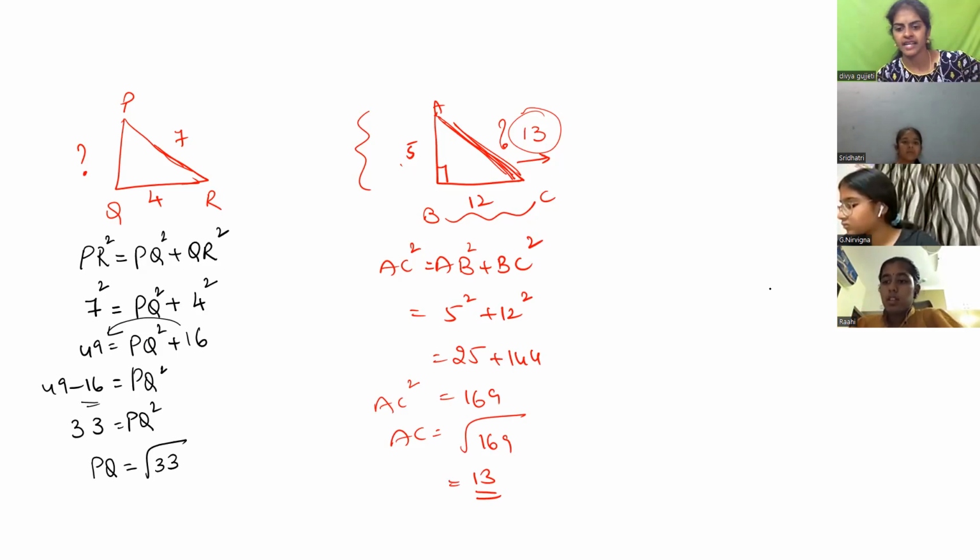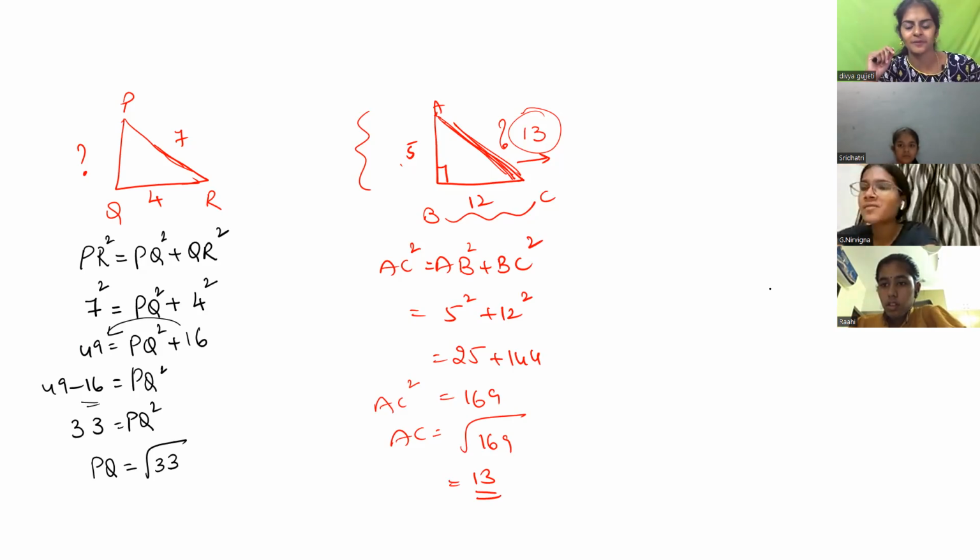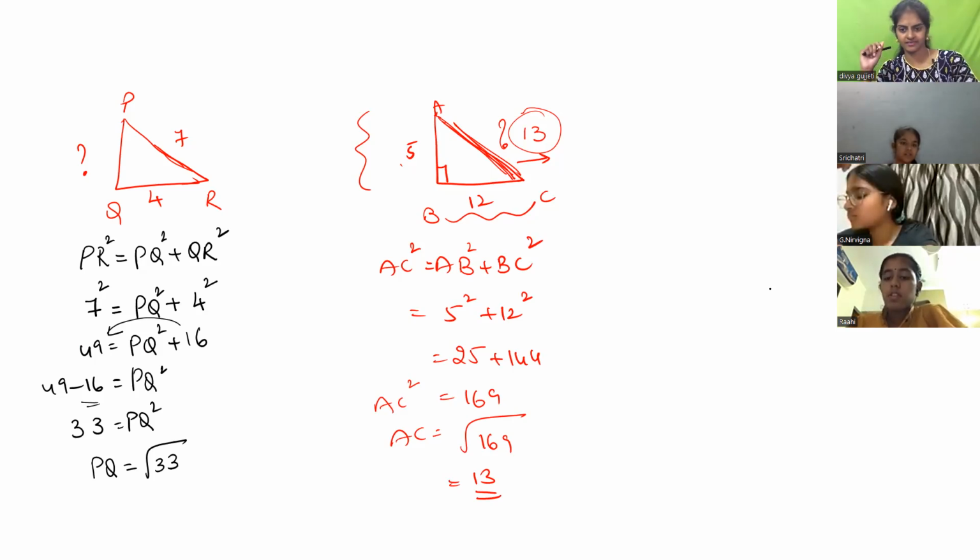Yes? And Nirvignya, did you get the answer? Yes, ma'am, I got the answer, but I was scared it would be wrong, so I didn't tell. No problem. Okay, Dhatri? Yes, ma'am, I got 33. Great. Root 33. Don't forget the square root. It will change your answer completely. Okay? So this concept is clear, right?